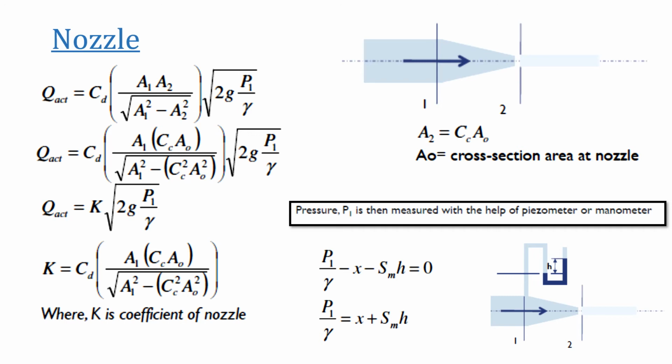In this form we have written the equation in one go, and this is equal to 0 because the pressure at the free end is atmospheric pressure, so it is taken equal to 0. Now rearrange the expression, dividing by gamma f, and you will get P1 over gamma is equal to x plus Sm over Sf times h.